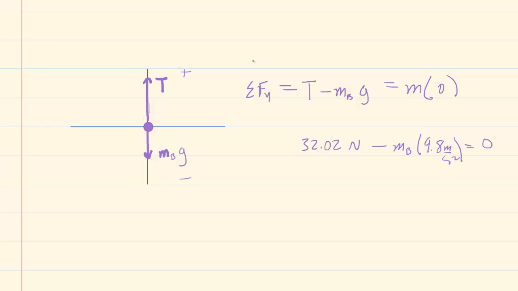So what you could do is subtract 32.02 to the other side. So you get negative 32.02 over here, and then divide both sides by negative 9.8. And when you do so, you are going to get a mass for block B of 3.27 kilograms approximately. So this would be the correct answer to the question.